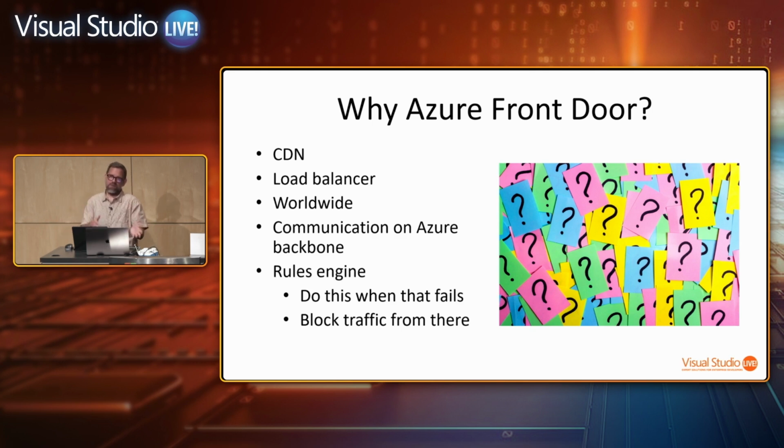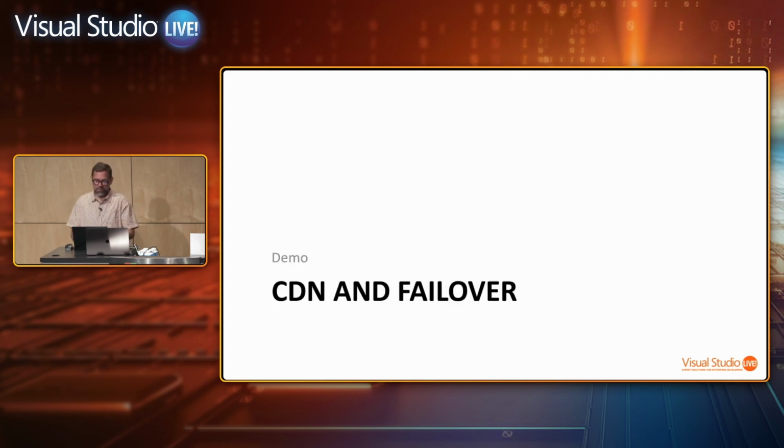So we can say, do this when that fails, or we can actually block traffic from certain IP addresses or for certain countries if we wanted to. And there's actually a whole lot more that we could do. And there's nothing we have to do in our code to set it up. This is all done on Azure.